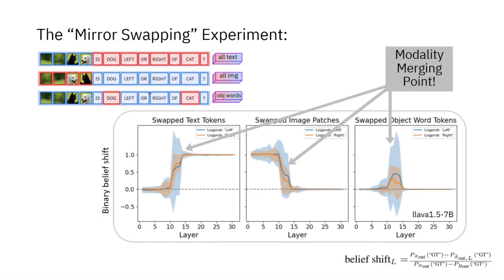So we observe that instead of a smooth, continuous flow of information from image patches to text tokens, there is an abrupt transitionary period where the modalities merge. And spatial information seems concentrated in object words only in this region.